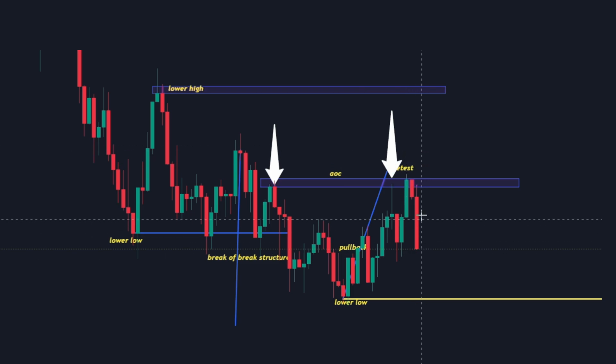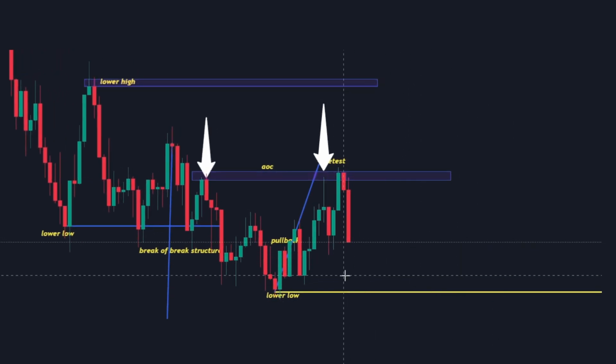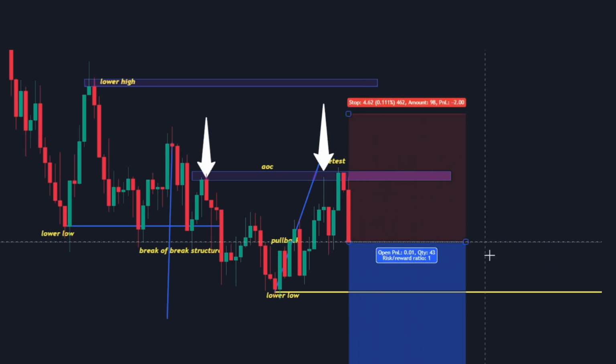And now here we are seeing this momentum candle coming from this area of confluence, and it is taking out the body of these buyers here. This is an indication that sellers are back in control, and they are ready to push the market further to the downside. So on the closure of this candle here, we are going to be taking a sell.